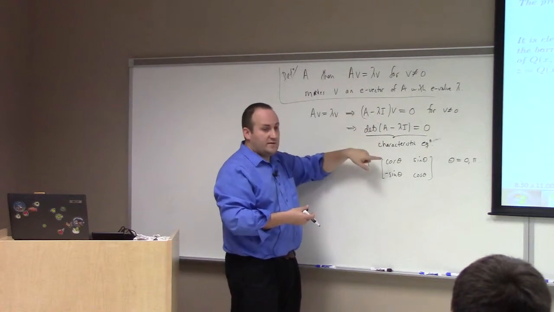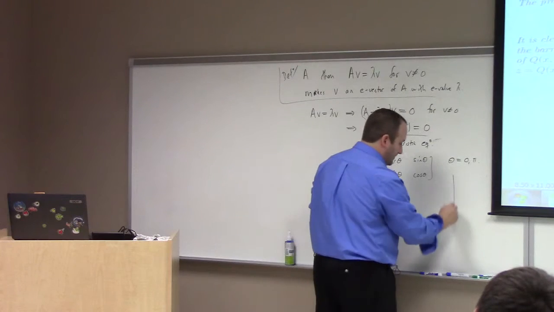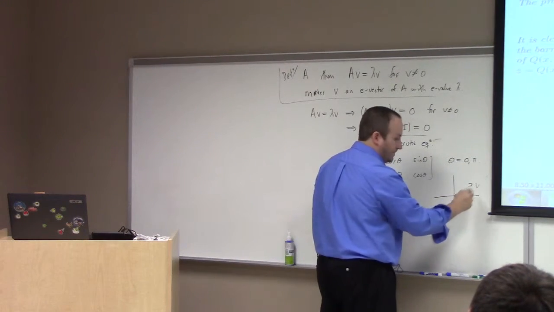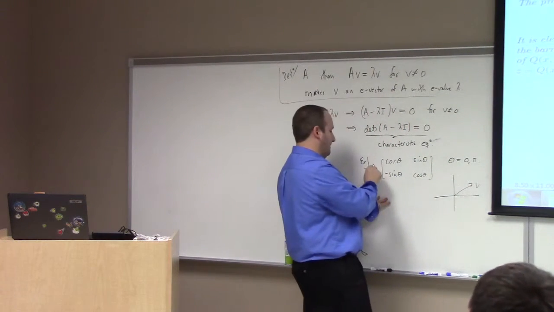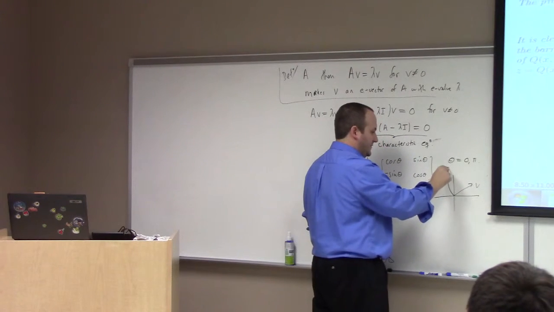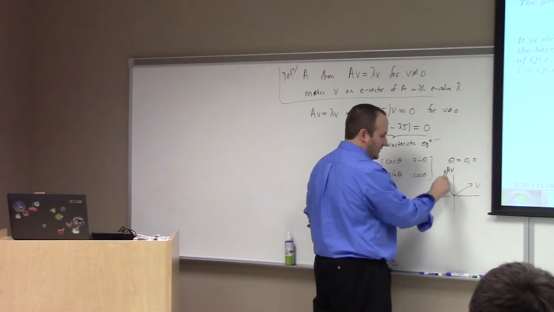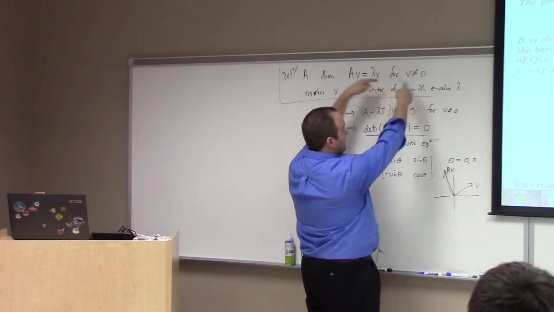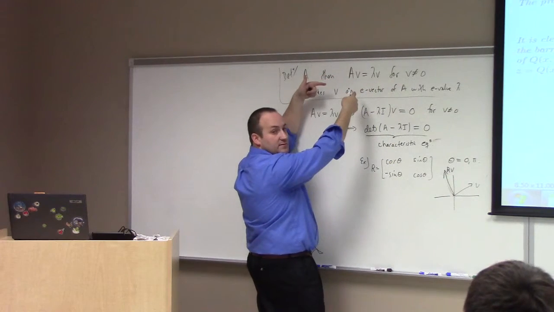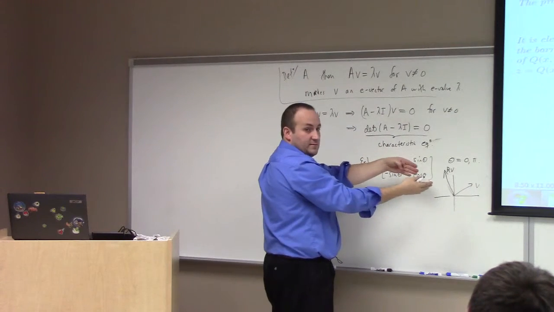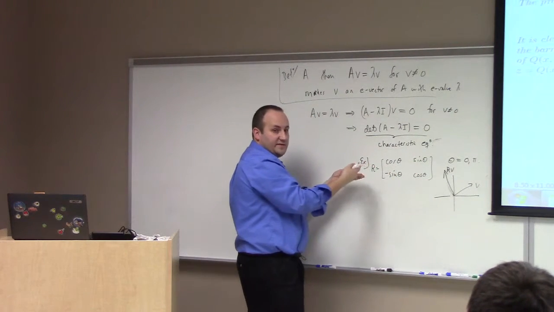Well, if you have a rotation in the plane, think about it. If this is v, well, Rv is somewhere else, right? There's no constant. It's impossible to solve this equation. So there's no eigenvector to this matrix. So not every matrix has an eigenvector.